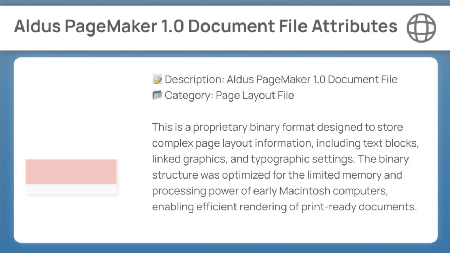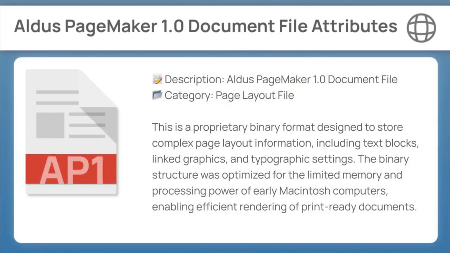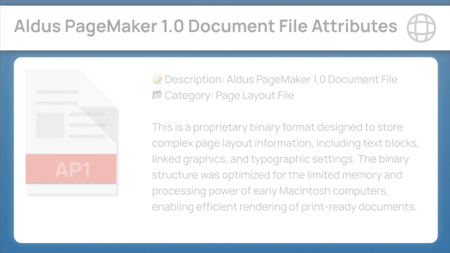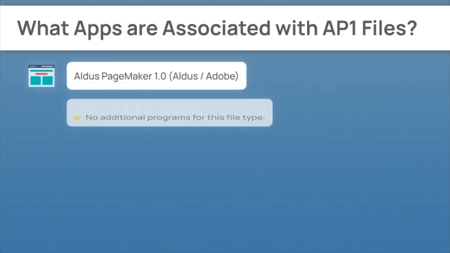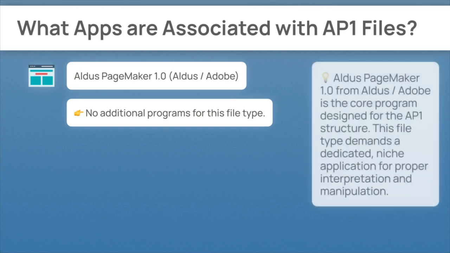This is a proprietary binary format designed to store complex page layout information, including text blocks, linked graphics, and typographic settings. The binary structure was optimized for the limited memory and processing power of early Macintosh computers, enabling efficient rendering of print-ready documents. In most cases, AP1 files work best with Aldus PageMaker 1.0 created by Aldus/Adobe. This file type demands a dedicated niche application for proper interpretation and manipulation.